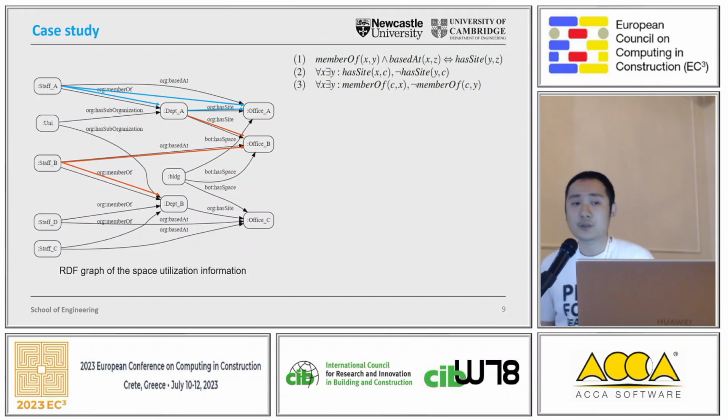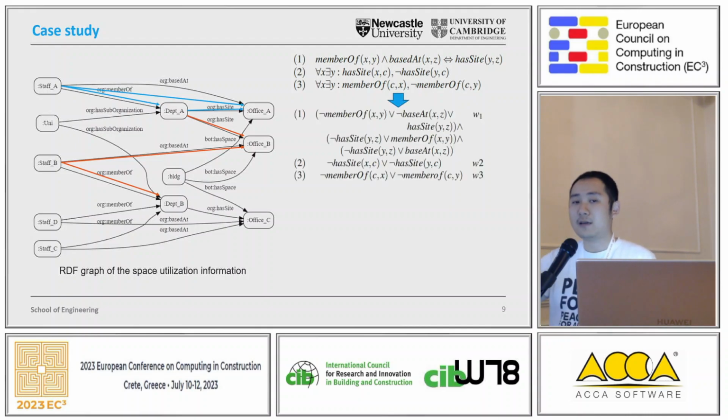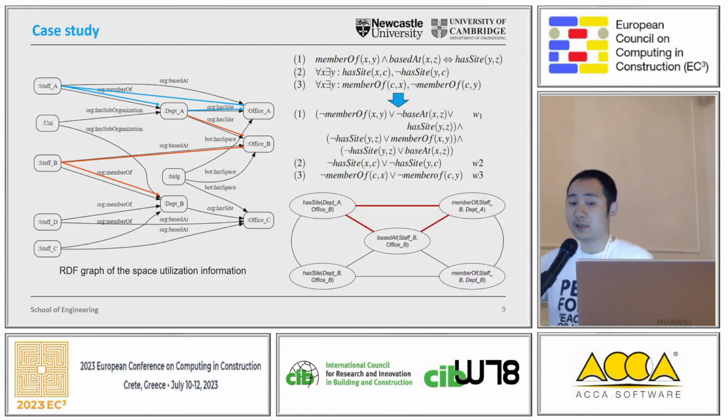So what do we do? Here are the constraints we input. The first constraint means that if X is a member of Institute Y and is based at Z, then we can believe that the space Z is actually owned by Y. And we also assume that one staff cannot occupy 2 spaces, and one staff cannot be affiliated to 2 different institutes. So we transfer them into clause form with weights indicating the certainty or uncertainty.